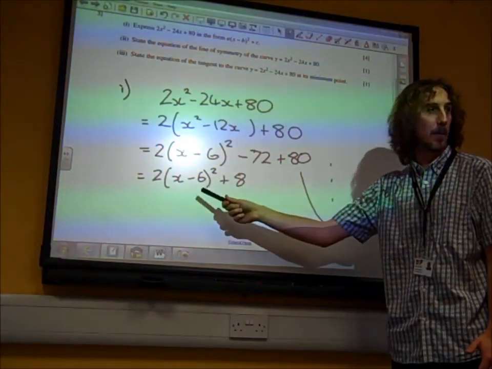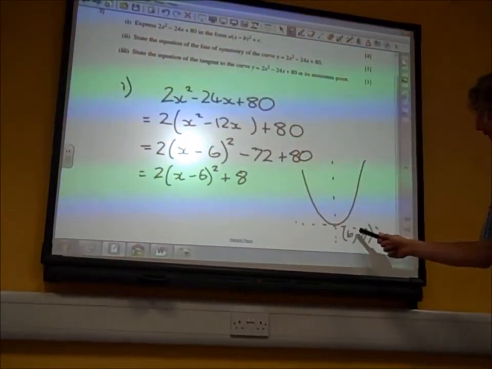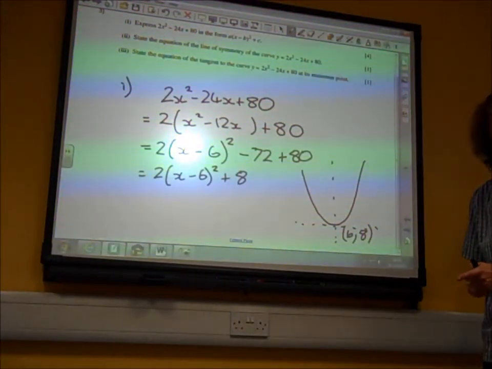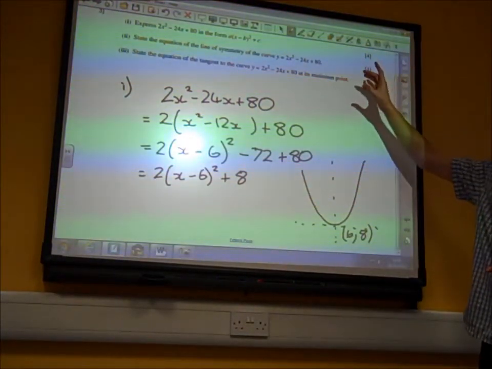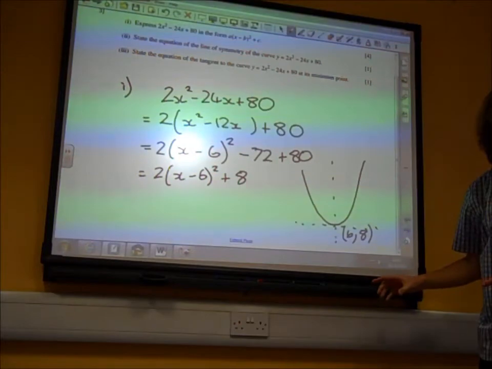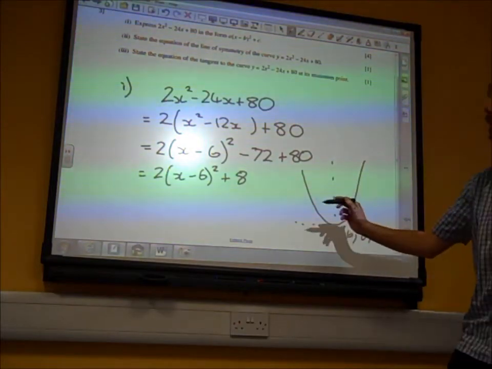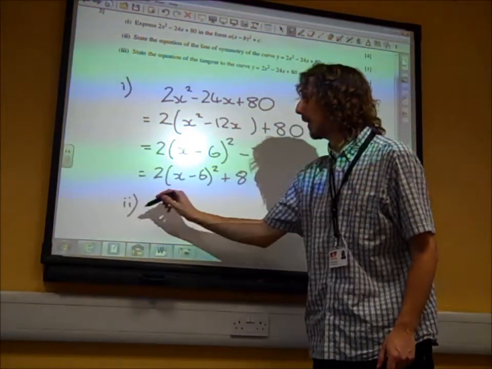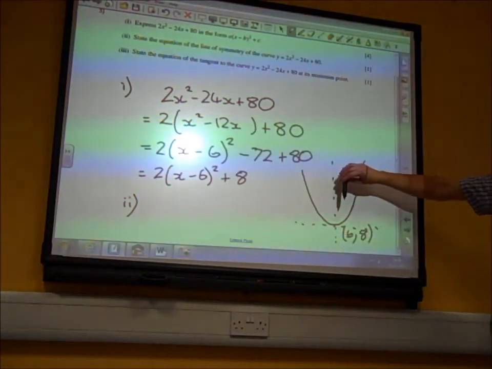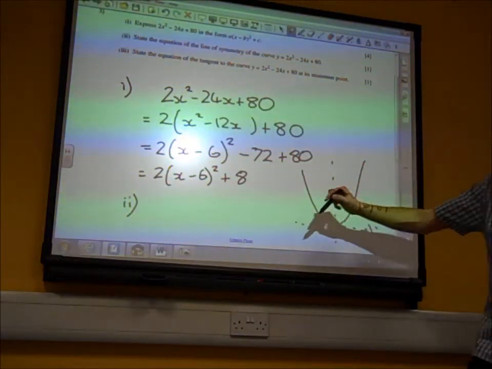That's what we know about completing the square. We know that it gives us the minimum point. So these last 2 marks are just about using that information to get something from here. The line of symmetry is this vertical line, so that would be the line x equals 6.